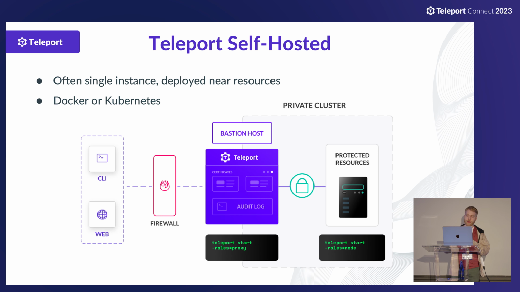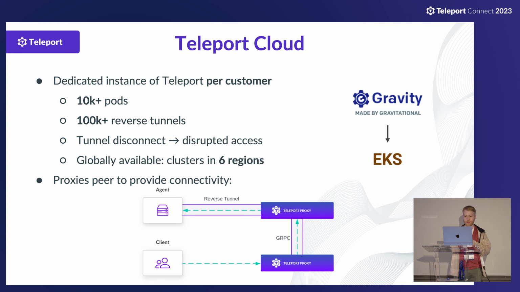And so if you think about Teleport in a self-hosted context, usually maybe you just have a single pod that's running auth and proxy together. Maybe you've split them, but it's usually deployed close to where the resources are in a private cluster, usually in a single region, maybe in a single AZ, right? It's often not a massive globally available deployment, but something smaller than that, although there are many different ways you can deploy Teleport yourself. And often it's deployed on Docker or Kubernetes.